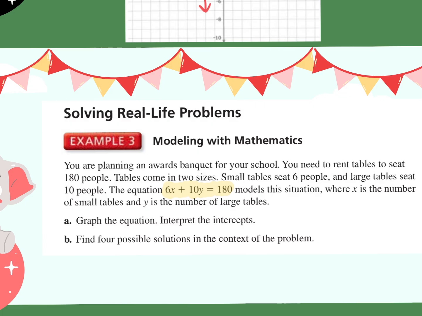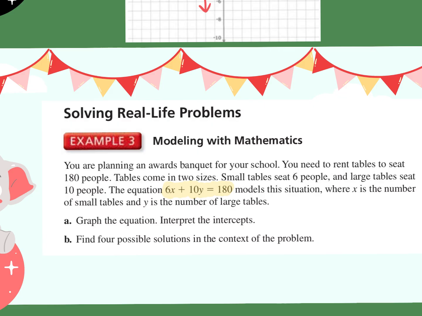The large tables. If it says 6x and 6 people are at the small tables, so x is the small tables. If it says 10y and 10 people could fit at the large tables, then y represents the large table. So x is the small tables, y is the large tables. It says graph this equation. If we wanted to graph this, tell me what we would do to graph this, just like every other one.